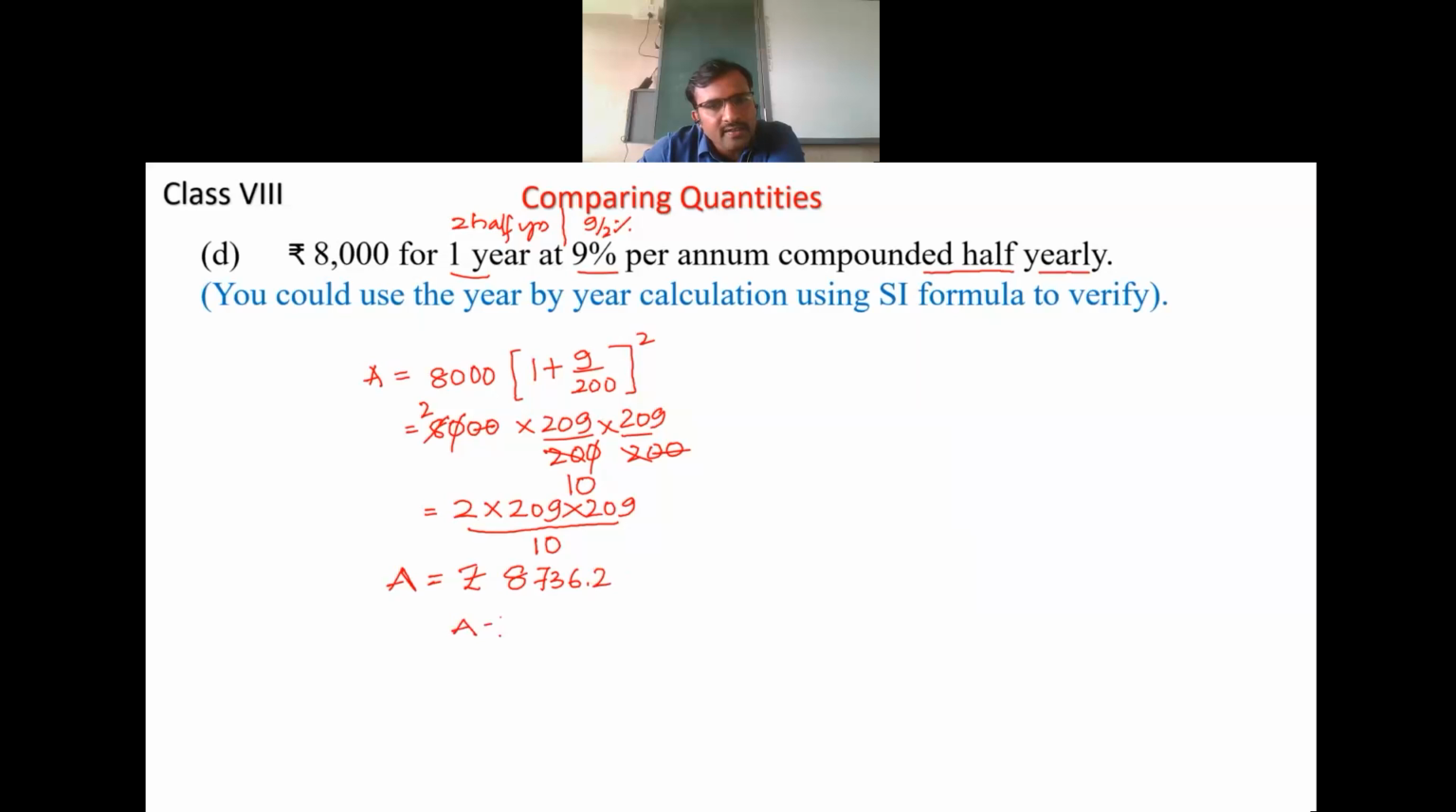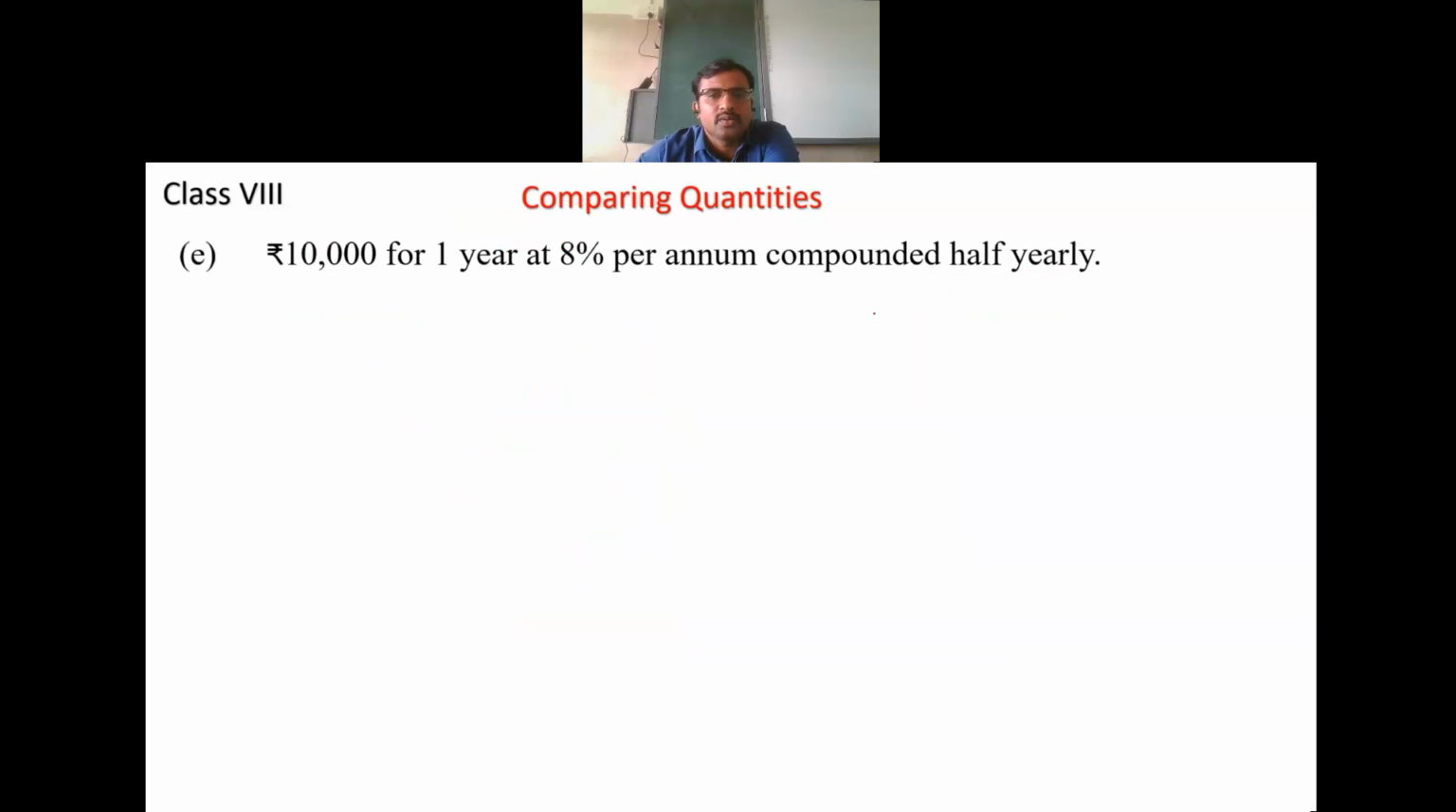So amount minus principal, if you do, we get compound interest. Subtract and tell me. It will be 736.2, sir. 736.2. Very simple. There is one more question in this section. This is also compounded half yearly, 1 year and 8%. So it is simple. I'll leave it for you to solve. Okay.